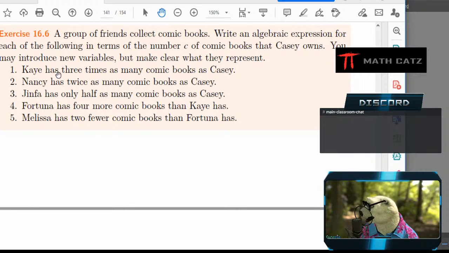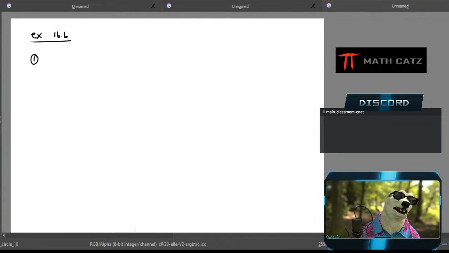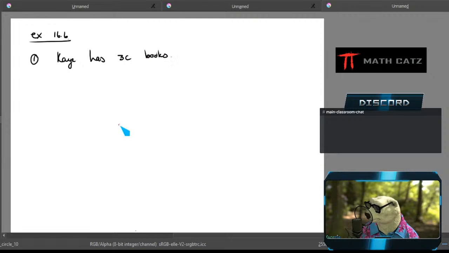Number one, K has 3 times as many comic books as Casey. Now, because I don't have a full equation, I don't have a full mathematical sentence, and even when I do, I like to have some English words around it. So we can definitely mix our languages, totally fine. K has 3 times as many comic books. If Casey has C comic books, K has 3 times C comic books. And there is my algebraic expression. It can be merged into an English sentence.